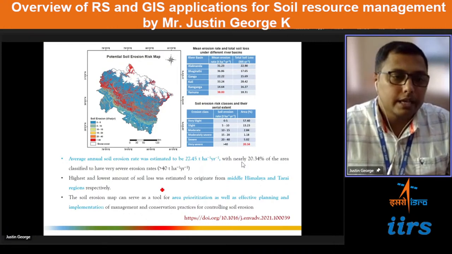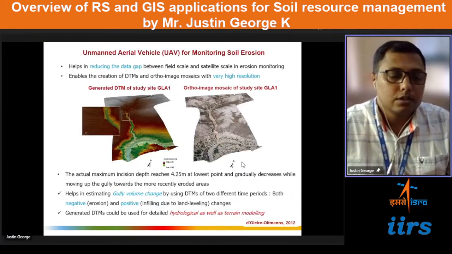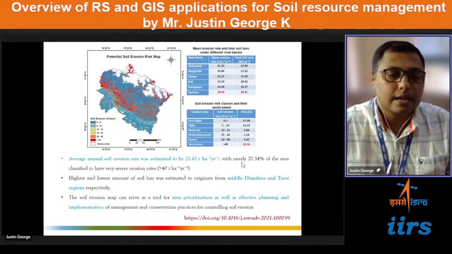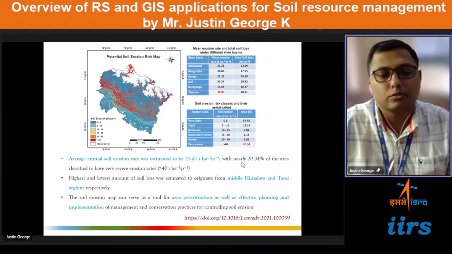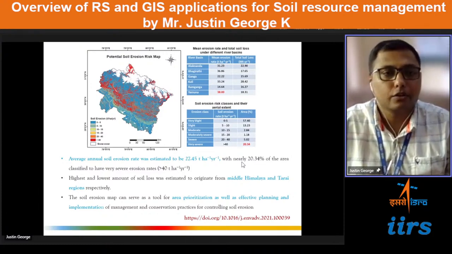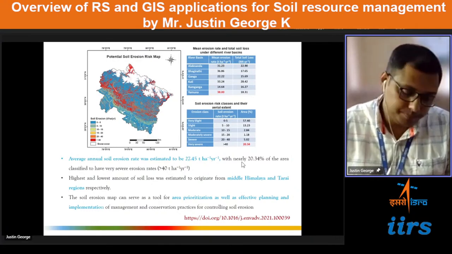And similarly, the highest and the lowest amount of soil loss were estimated to originate from the Middle Himalaya as well as the Terai regions, which are different physiographic units. So this type of soil erosion map can serve as a tool for area prioritization as well as effective planning and implementation of management as well as conservation practices, mainly for controlling soil erosion.